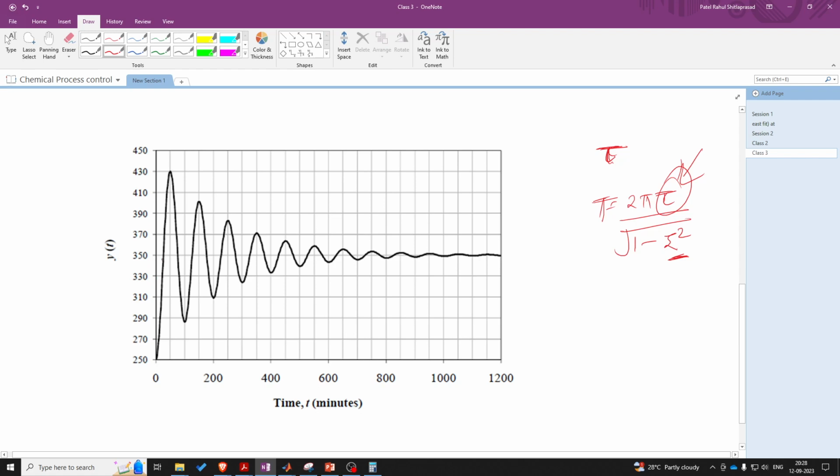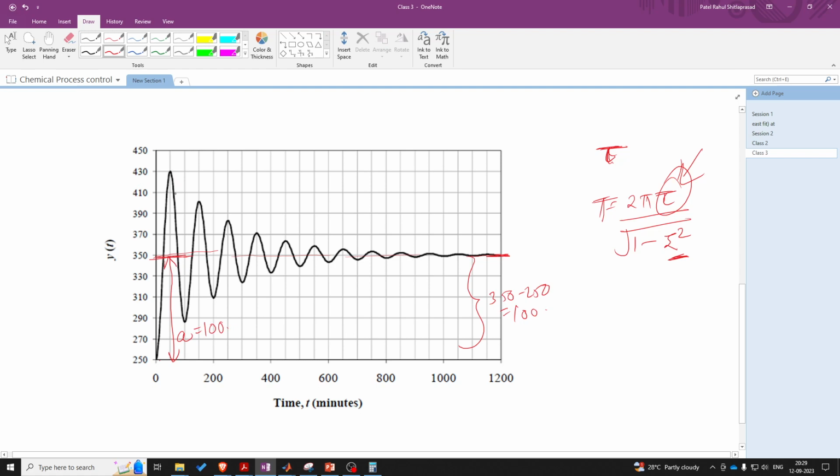So if we analyze this plot, we can see that the system reaches the steady state at this point. If I take a look at the first oscillation, this length will be 350 minus 250, that is equal to 100. So this part, let's just call it A, is 100.